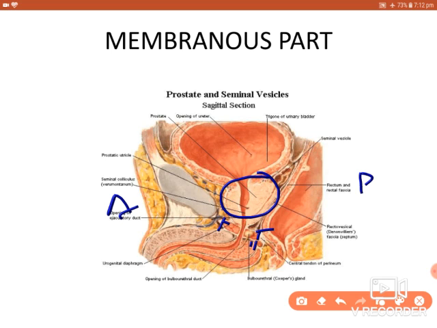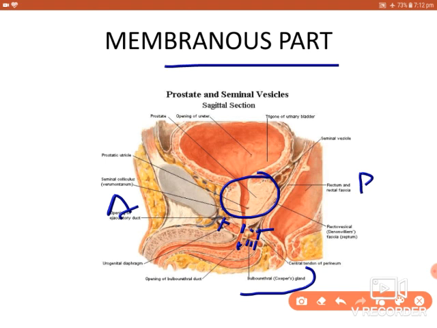Now also in this deep perineal pouch, you can see one gland, that is the bulbourethral gland. See, the duct opens into this intrabulbar fossa of this spongy part. So this small part is the membranous part of this urethra.